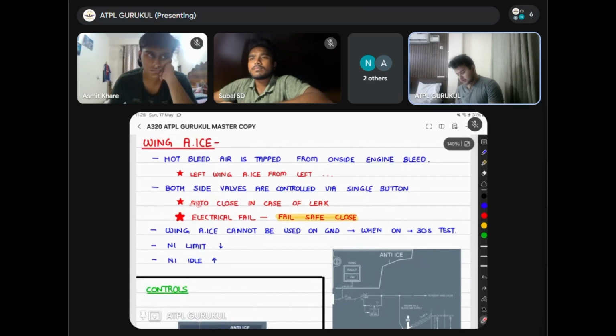In case of a leak, this valve auto closes because सबसे ज़्यादा highest bleed usage APU wing anti-ice की ही है. That is why APU से हम लोग उसको यूज ही नहीं करते. निखिल, अनिरुद्ध, are your videos on? Okay, okay.